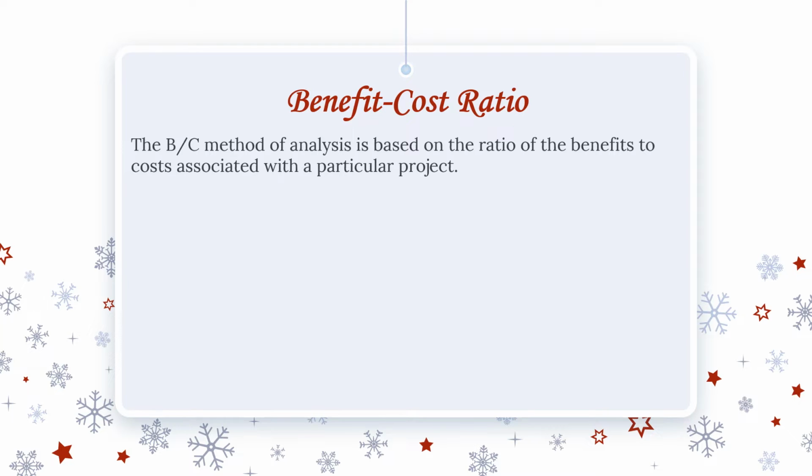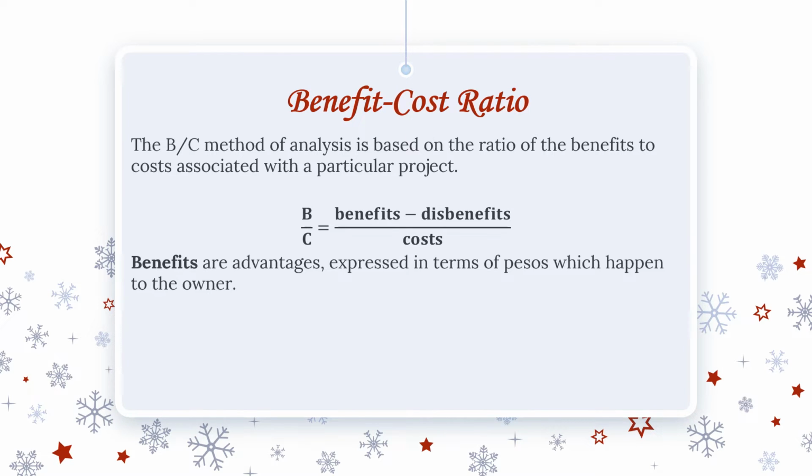In government agencies, most of the time they use this benefit cost ratio because it is just very easy to analyze. So this will be its formula, okay? Benefit cost ratio. From the term, you just have to divide all the benefits over its cost. The net benefit, we can get it by subtracting the disbenefits from the benefits. So what are these benefits?